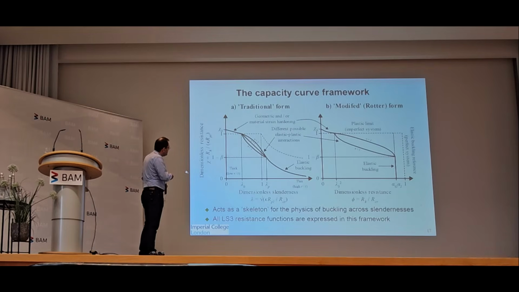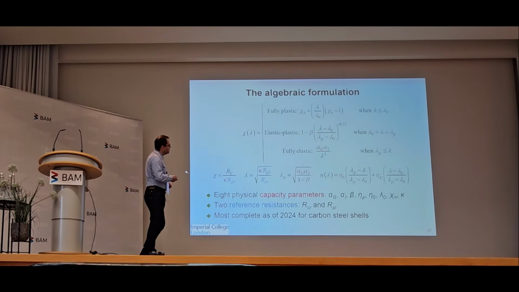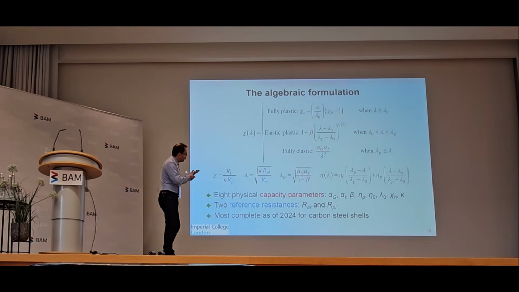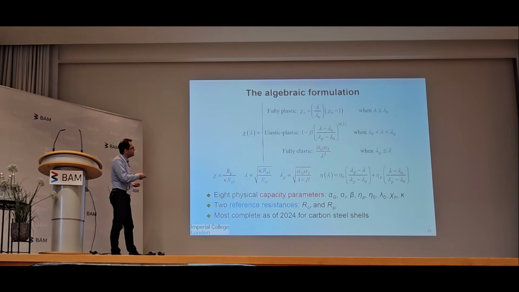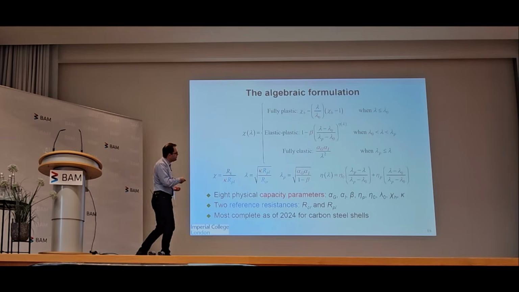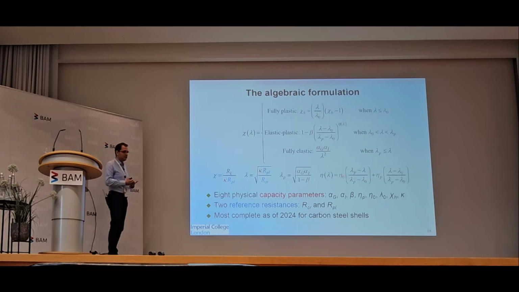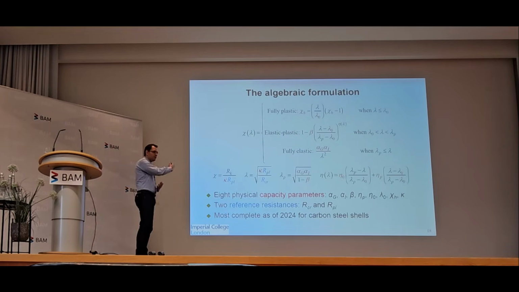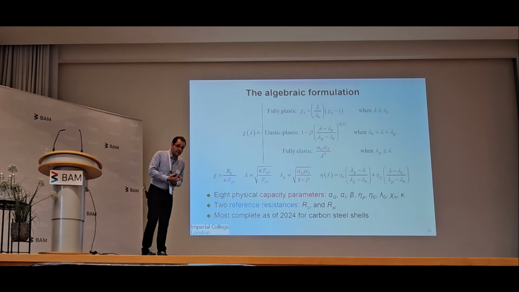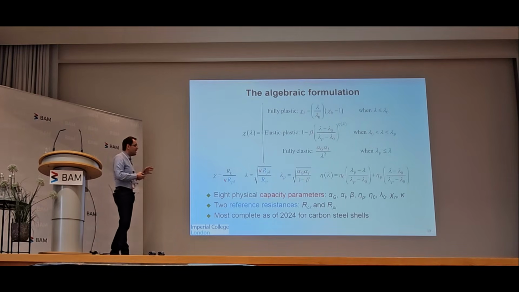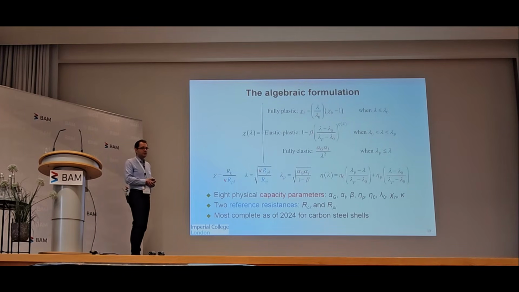So there is an algebraic form that models this entire relationship. And it is a three-part form. You have one equation when you are in the fully plastic region, another equation with different parameters when you're in the elastic-plastic region, and then another equation with different parameters if you are fully elastic. So the capacity parameters are highlighted in red, and each system that is characterized within this framework in the annexes, Annex D and E, has its own set of these capacity parameters.